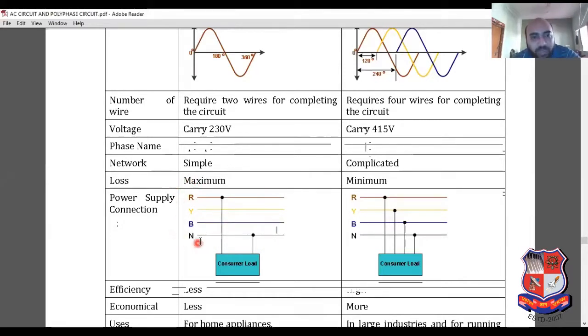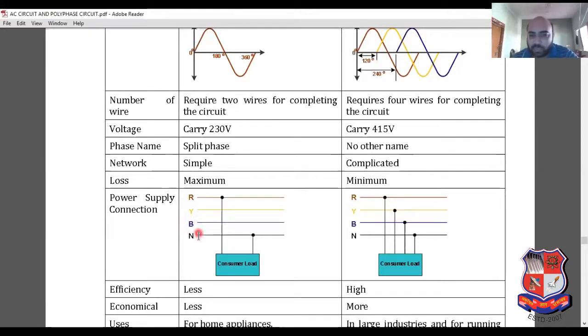The generation and transmission is done by three-phase, three-wire system only. Three-phase, three-wire system means R, Y, and B, three phases for three wires only. In case of generation and transmission, neutral is not required. Only this R phase, this Y phase, and B phase are required for generation and transmission of the power.